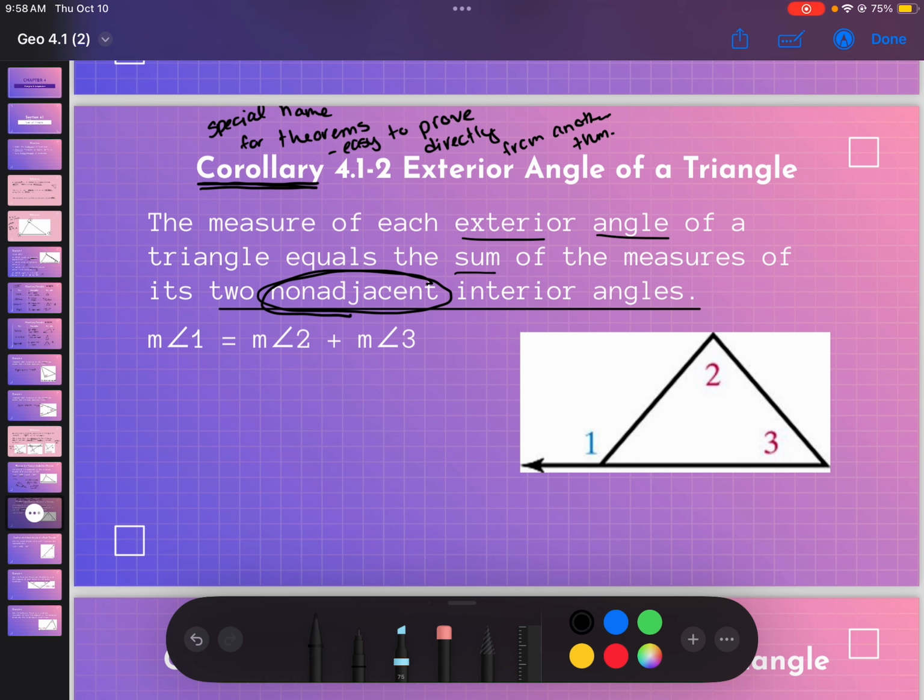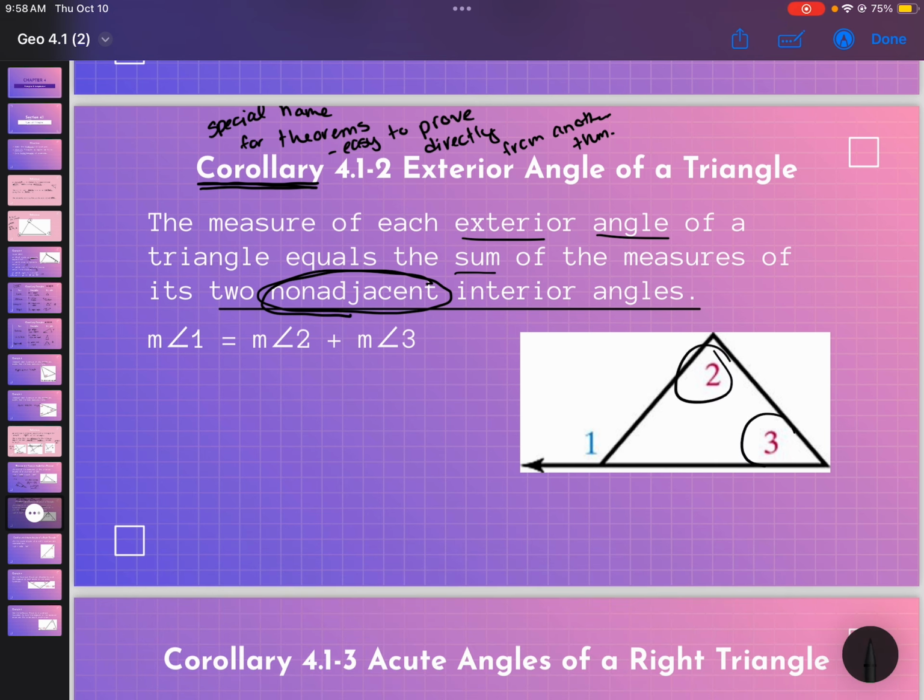I'm going to include my two non-adjacent ones, angle 2 and angle 3. I know that this has to be true, okay? And you can think about this in a few different ways. If I know that this angle and 2 and 3 add to 180, and if I see that this angle and angle 1 right here are a linear pair, well, I know they must both add to 180. So it follows using a substitution property that angle 1 would have to equal angle 2 and 3.